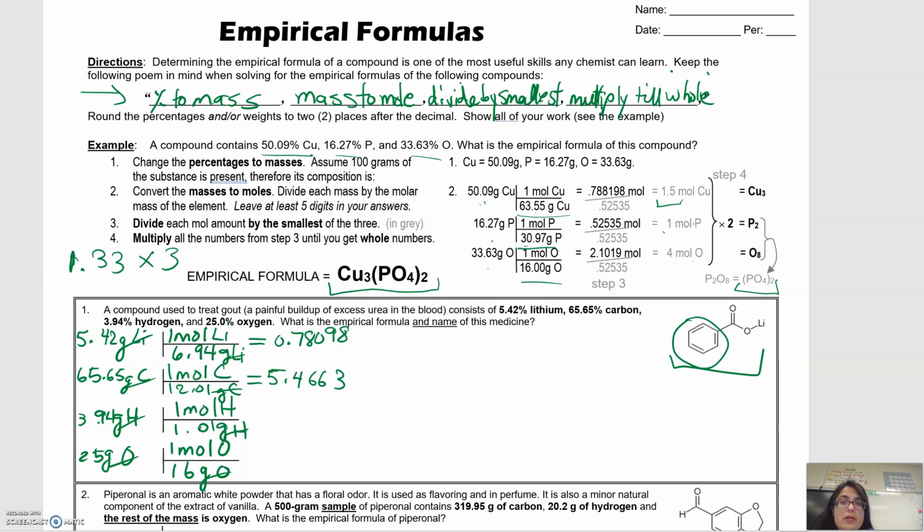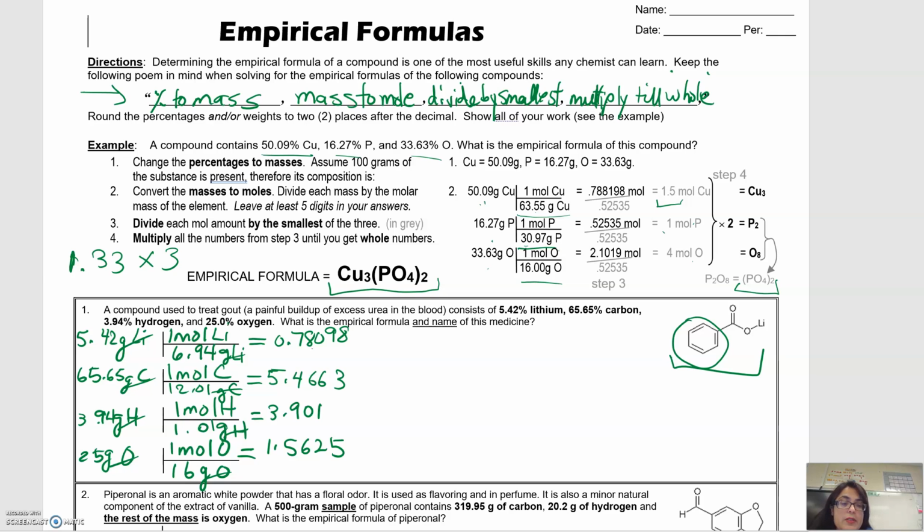3.94 divided by 1.01 gives you, let's see, 3.901. And then 25 divided by 16, 1.5625. Now, I hope you notice that I am not just writing 0.78 here. I carried at least 5 digits after the decimal, and that's what I need you to do because we want to get the right factor. So that's what I want you to do.